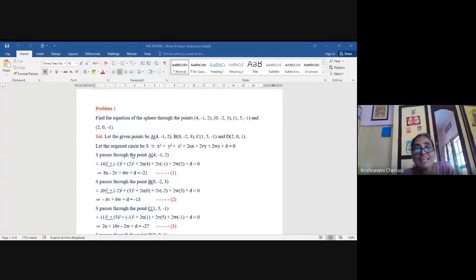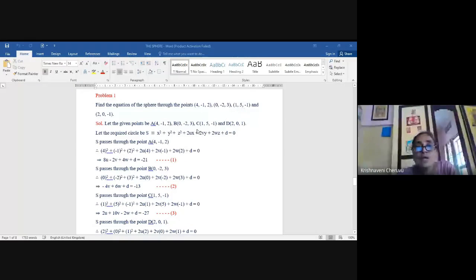So you take the equation of the sphere like this. Your aim is to find U, V, W, D. Because there are 4 unknowns, you need to get 4 conditions. To get 4 conditions, he gave you 4 points. Because the sphere is passing through all these 4 points, you will get 4 equations.